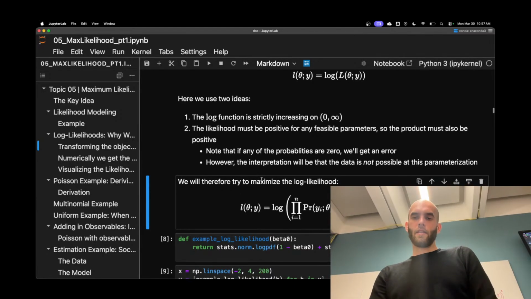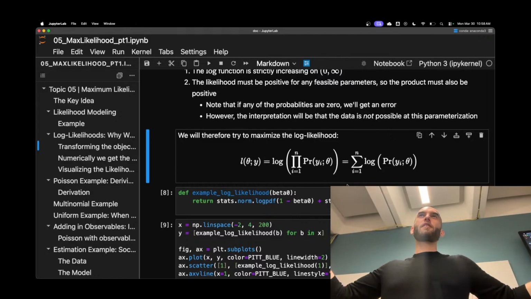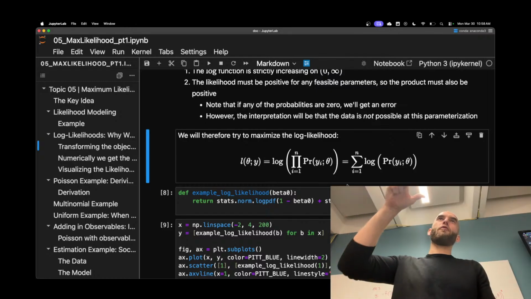This is the math for the log likelihood function. We're going to use little l to denote the log likelihood. We have theta and then we have y. So this is just the log outside of the product. We have the product of all of our probabilities, and the log of a product is the sum of the logs.